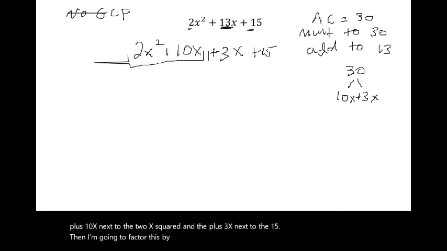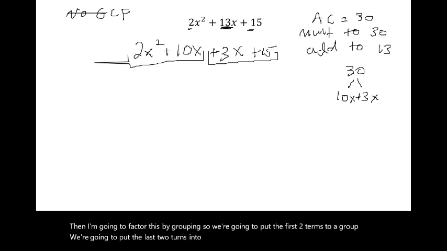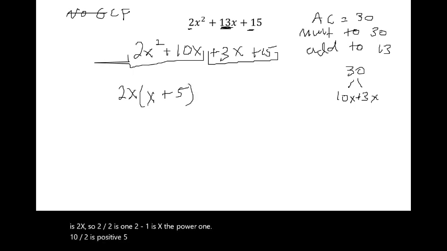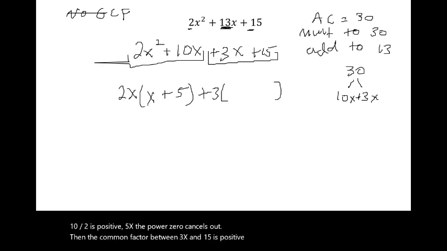So we're going to put the first two terms into a group. We're going to put the last two terms into a group. So the GCF between 2x squared and 10x is 2x. So 2 divided by 2 is 1. 2 minus 1 is x to the power 1. 10 divided by 2 is positive 5. X to the power 0 cancels out. Then the common factor between 3x and 15 is positive 3. So 3 divided by 3 is 1. Leave the x alone. 15 divided by 3 is positive 5.